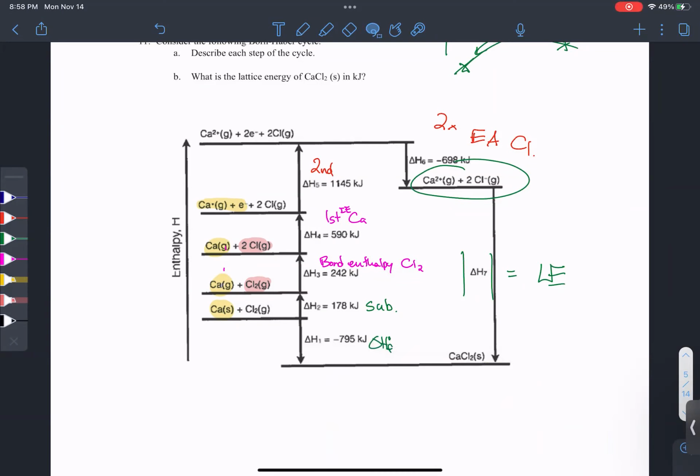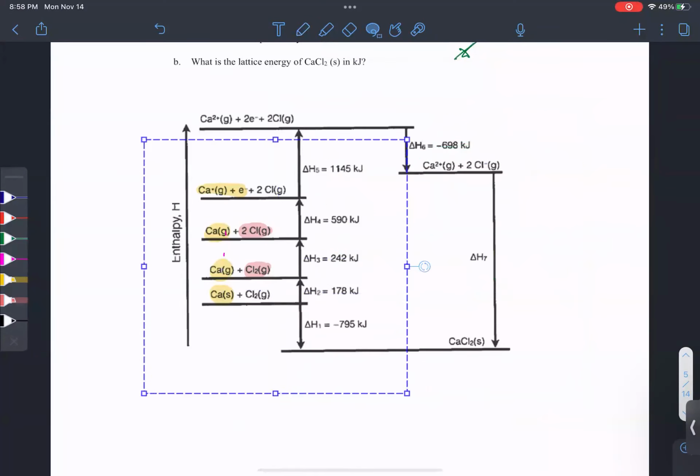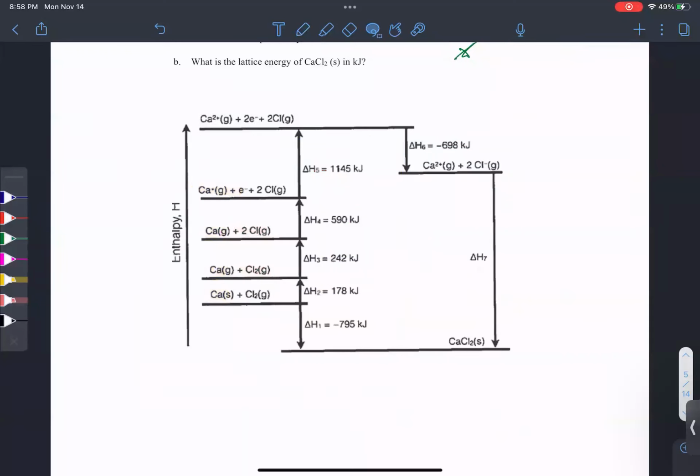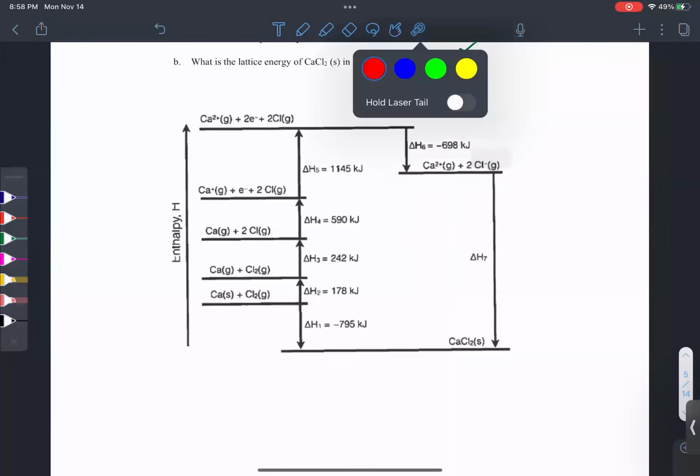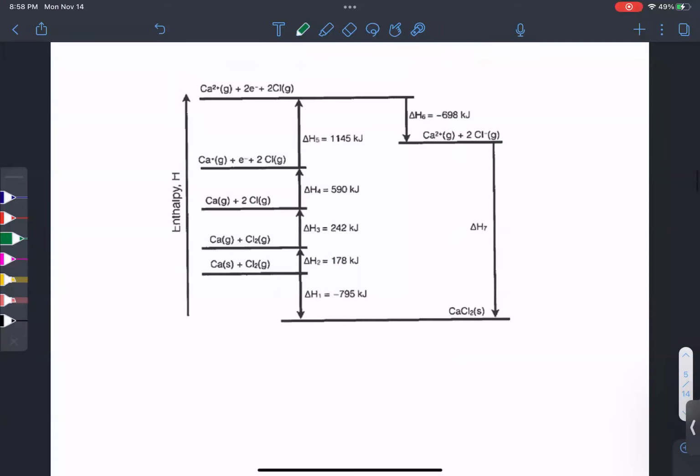So what is the lattice energy of calcium chloride given this stuff? How I do it is you can just use geometry. You just need to figure out how big this arrow is. You can use geometry and rectangles to help you. You know all of these lengths, so you can figure out what the length of this piece has to be to make both sides equal. Or you can use my equation.